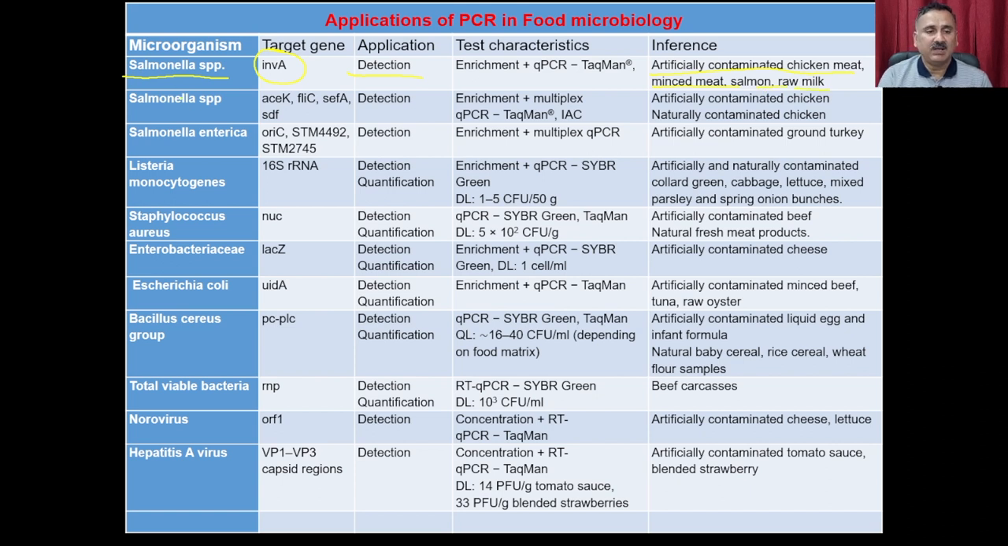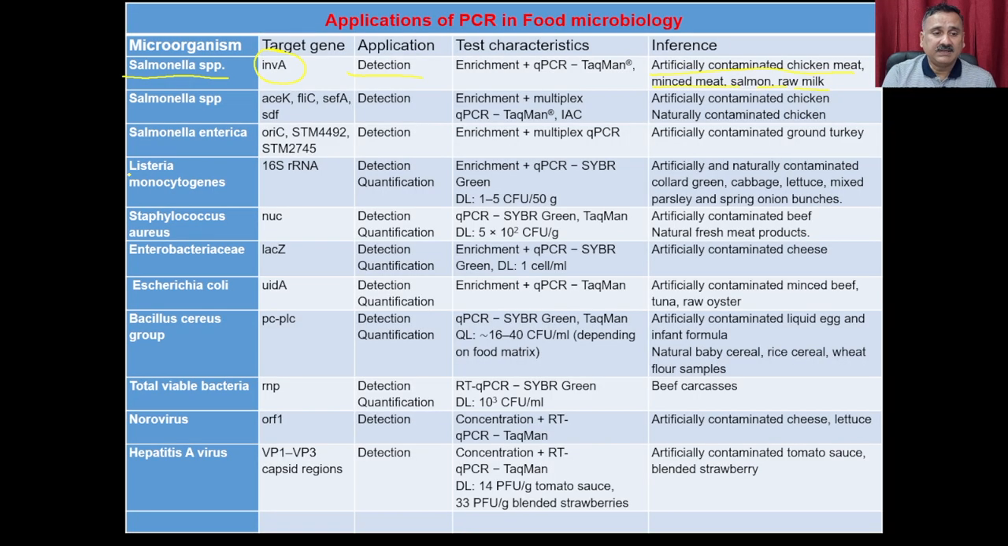Similarly, you can have other species of Salmonella which are also going to be detected in the food material, and that has a very huge application because it helps in preventing Salmonella infection. And Salmonella is a very, very deadly bacteria, so it can cause food poisoning. It also can lead to the death of a human being.